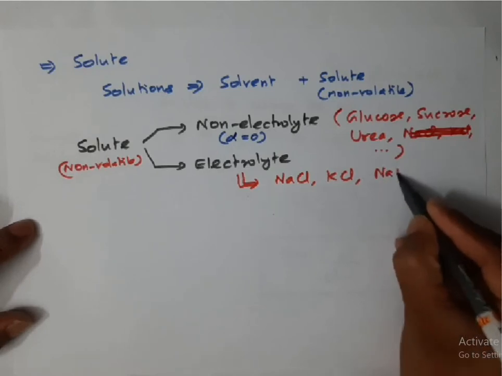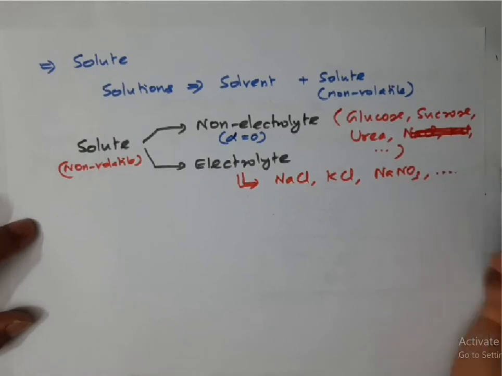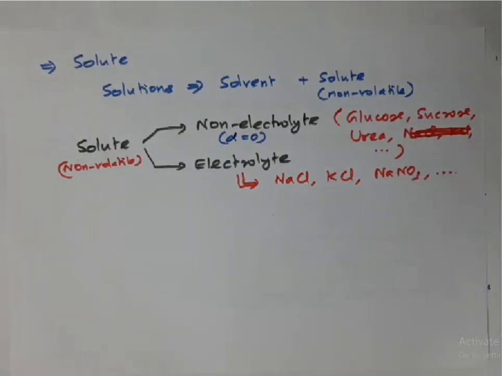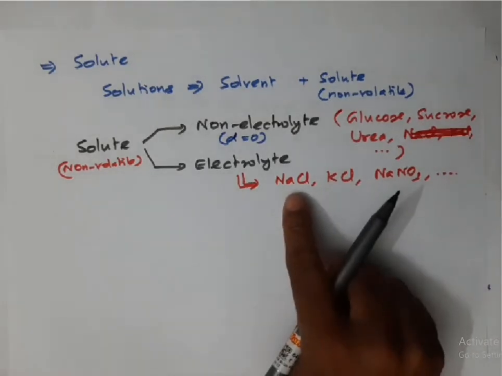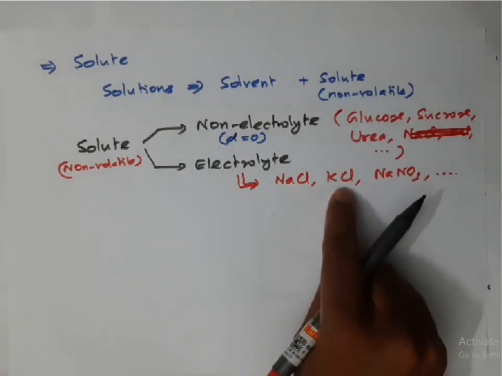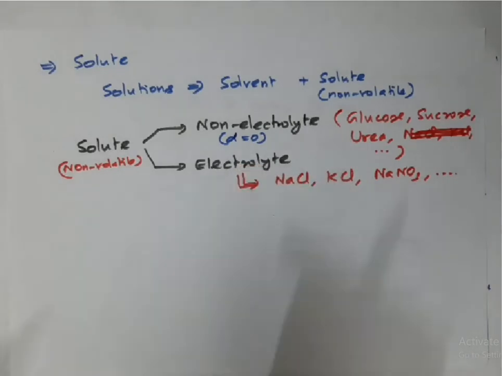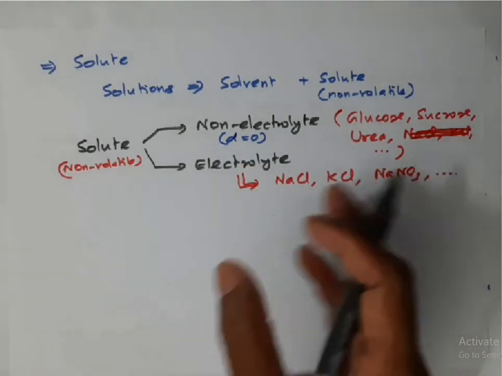Sodium nitrate, etc. These are all a few examples of non-volatile solutes which are electrolytes. What is meant by that? They dissociate and produce ions.